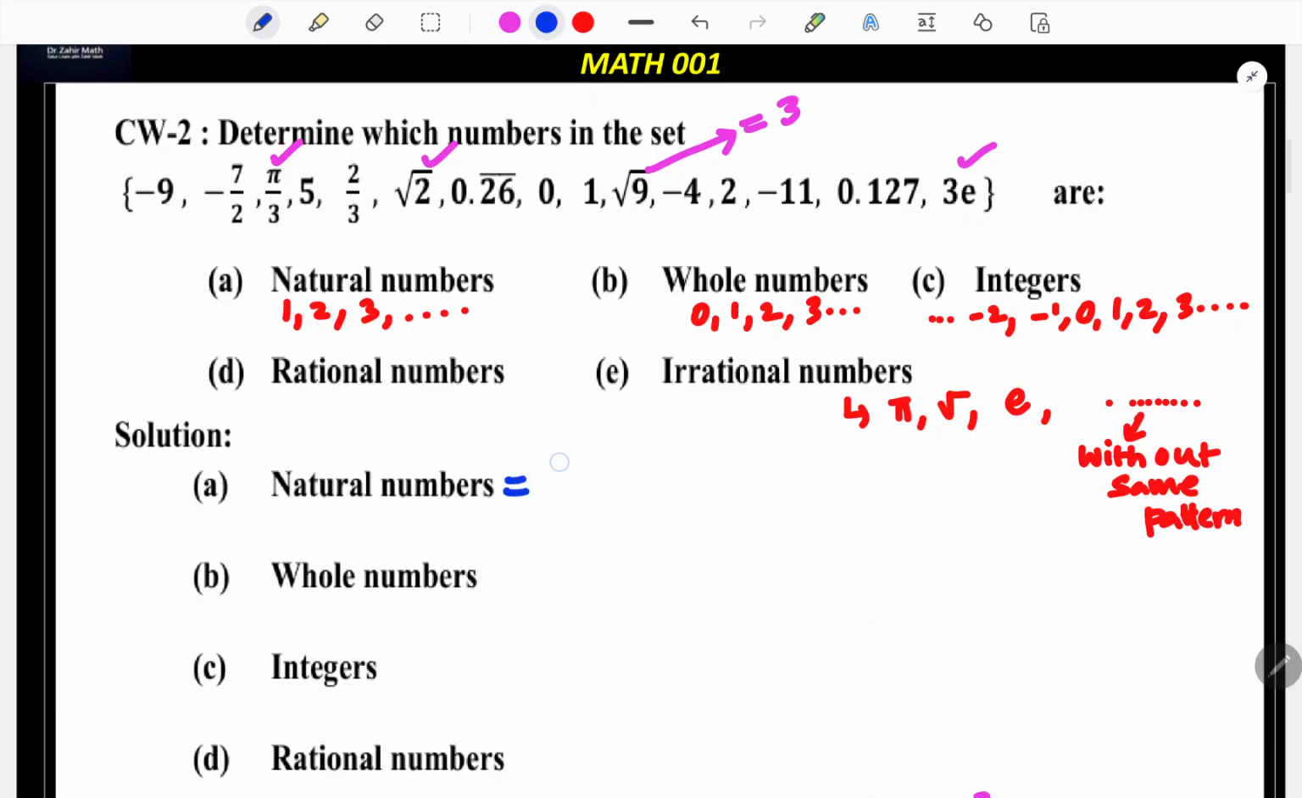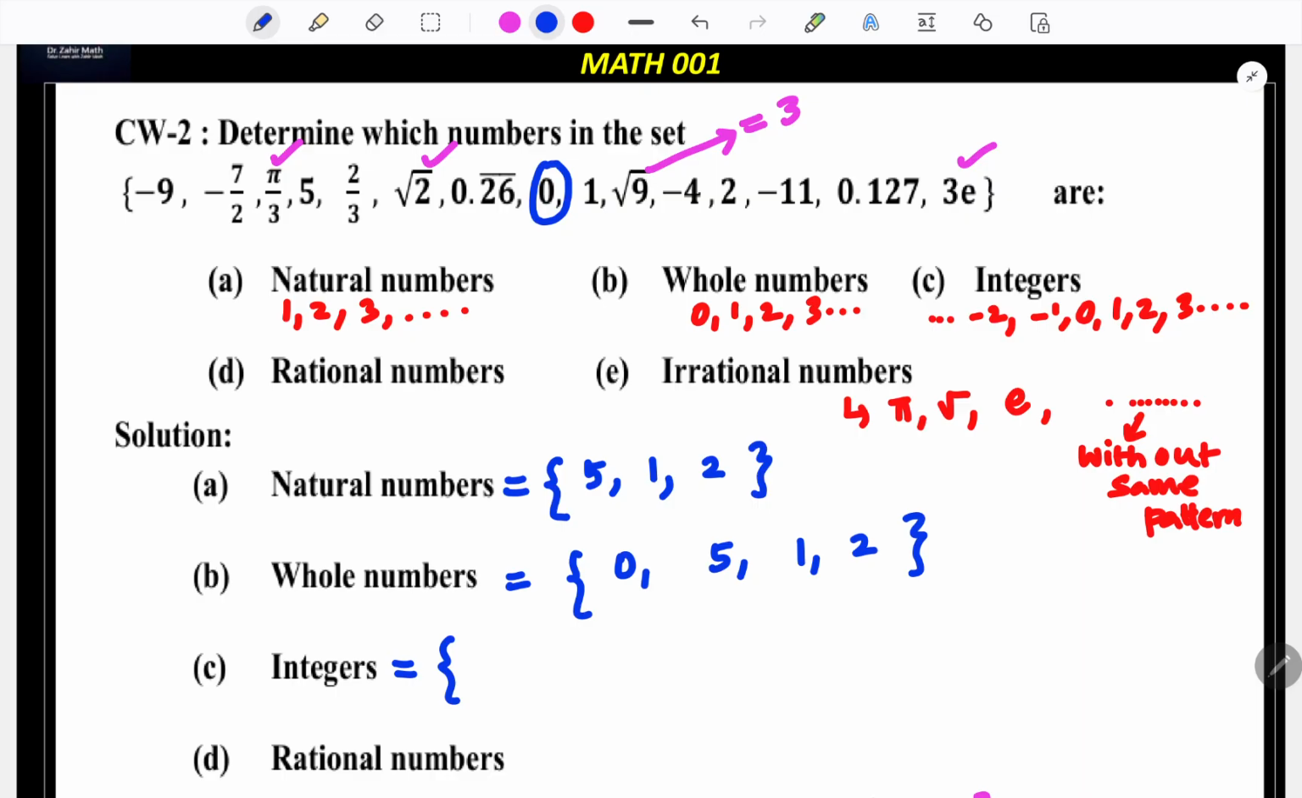Natural numbers. What are the natural numbers? Minus 9 will not come. Minus 7 by 2 will not come. Pi by 3 will not come. 5 will come. After that, this is a fraction, this is a square root, and this is non-terminating. We can say this is 0 and this is 1. So 5, 1 will come. Then 2 will come. Next, what are the whole numbers? There is a 0 here. We are going to include the 0. So we have 0, 5, 1, 2 as the whole numbers.